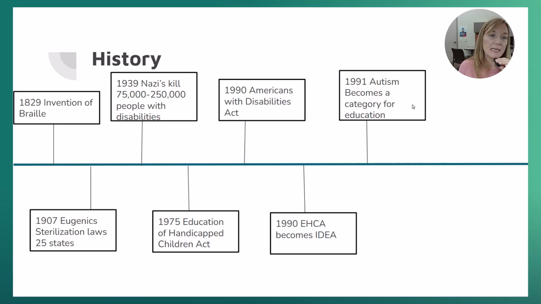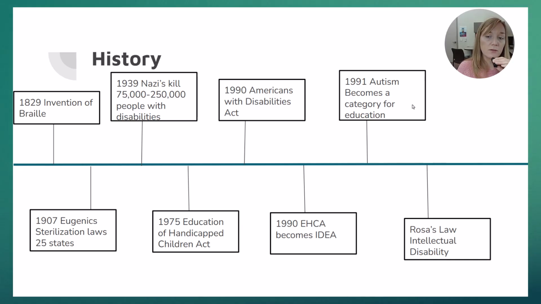And then around 1991, we saw autism become a category under education. So prior to that, autism obviously existed, but it wasn't one of the qualifying categories to receive education, or special education, I should say. And then we also saw Rosa's Law, intellectual disability, change shortly after that. And what that was is we moved from the terminology of mental retardation to intellectual disability. So really thinking about it differently, because again, thinking about how we influence children and their attitudes, language matters.